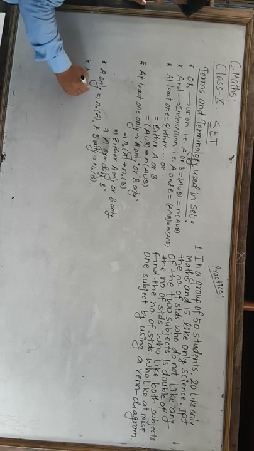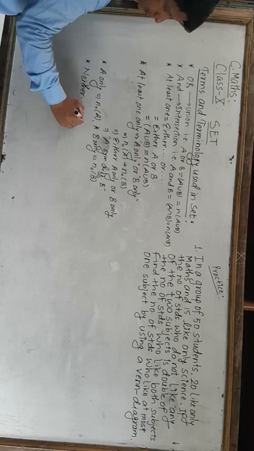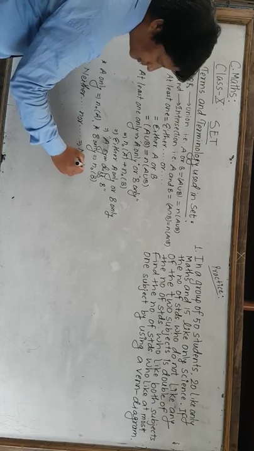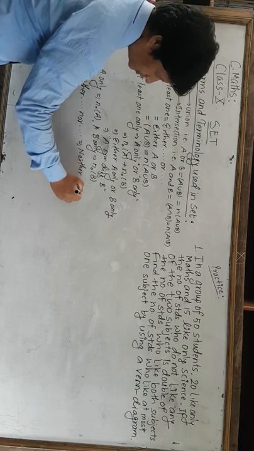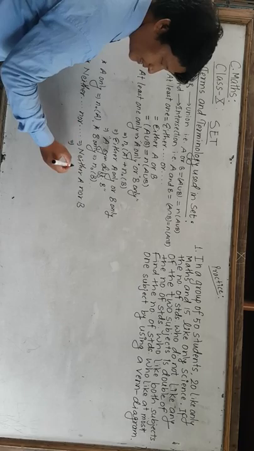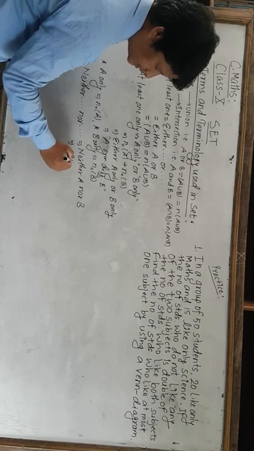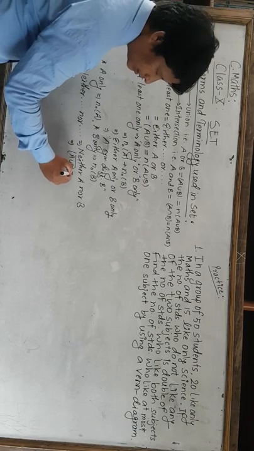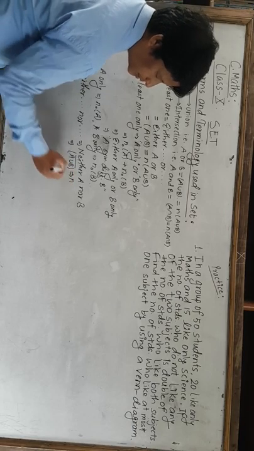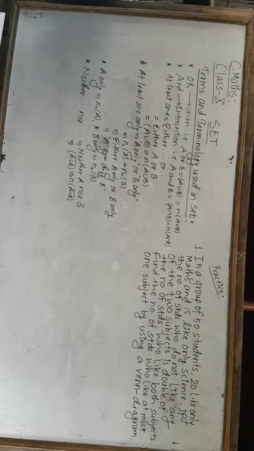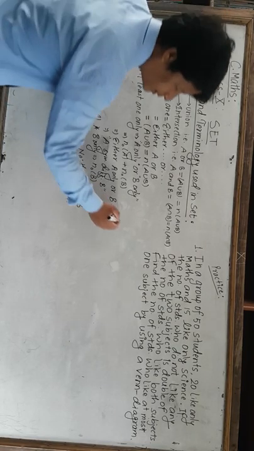Next, neither dot dot nor dot dot. That means neither A nor B. Neither A nor B means that is the complement of A union B, or in terms of cardinal number we can write here n of the complement of A union B.